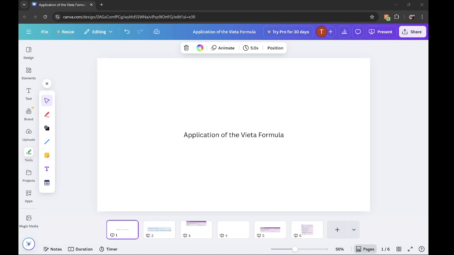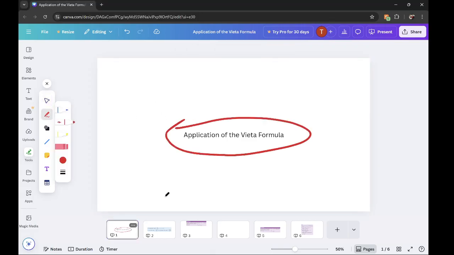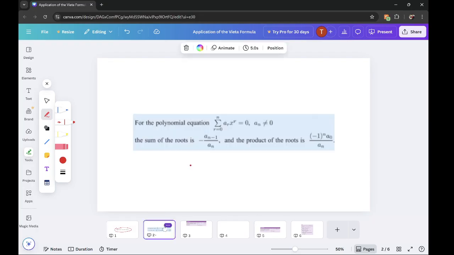Today we're going to be covering application of the Vieta formula. So let's get right into it. Application of the Vieta formula basically just means how to use sum and product in different questions. So this is the Vieta formula for the sum and the product. I just want you to pause the video and recap this.